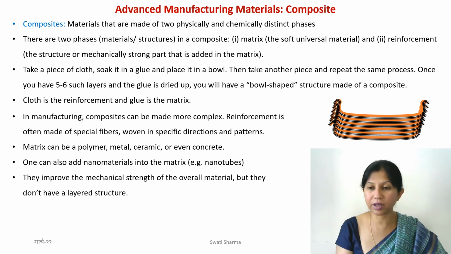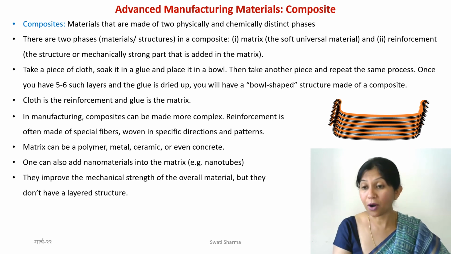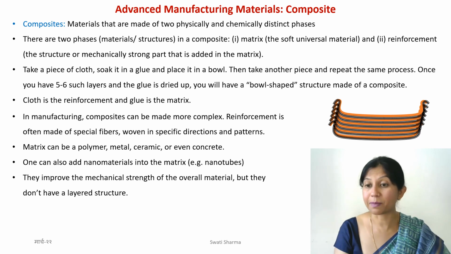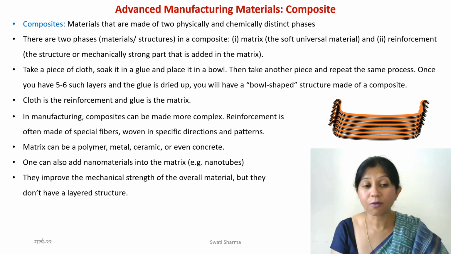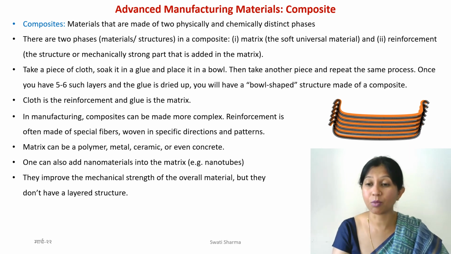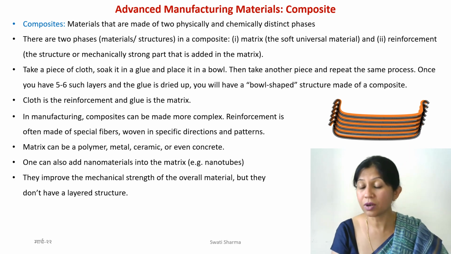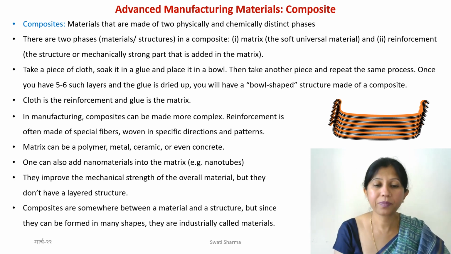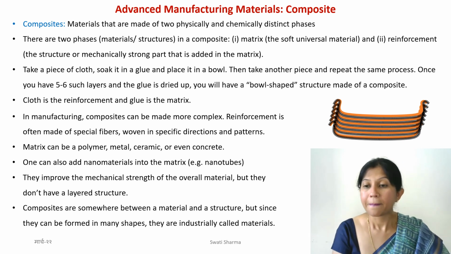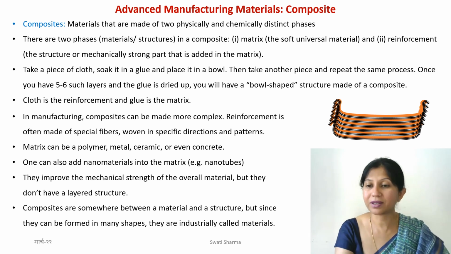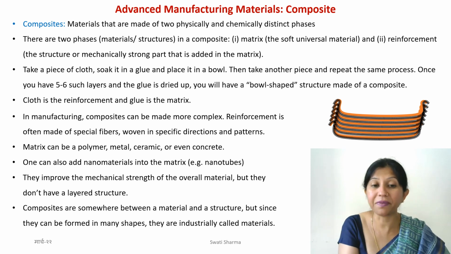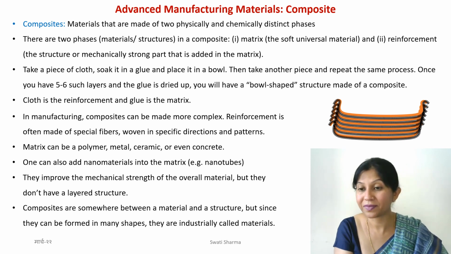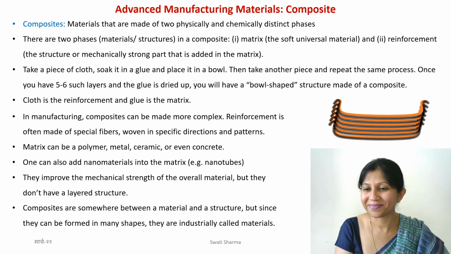So the most important application of composite materials is the mechanical applications, where they have improved mechanical strength, and that is also the reason why these fabric-like structures are more common compared to other types of composites. But other types of composites are also used for various applications, we'll see. Okay, so this again, I have discussed already. Composites can be placed somewhere between a material and a structure. So that is for you to decide.